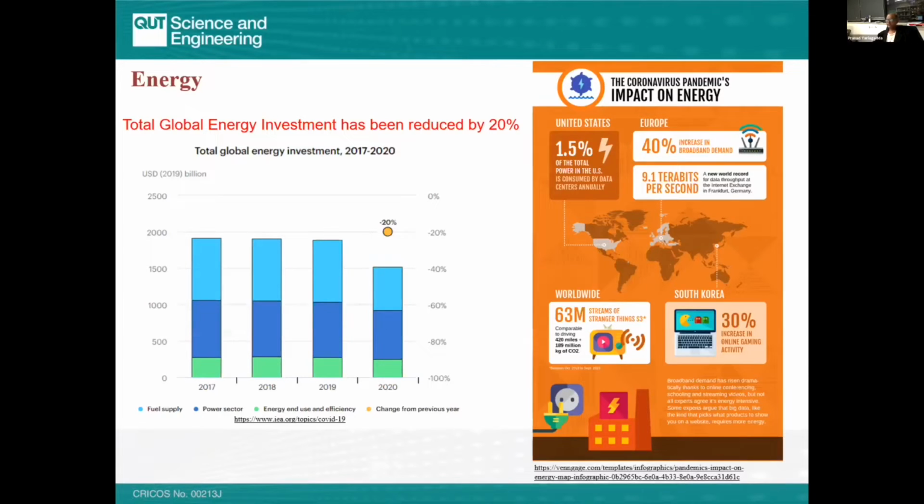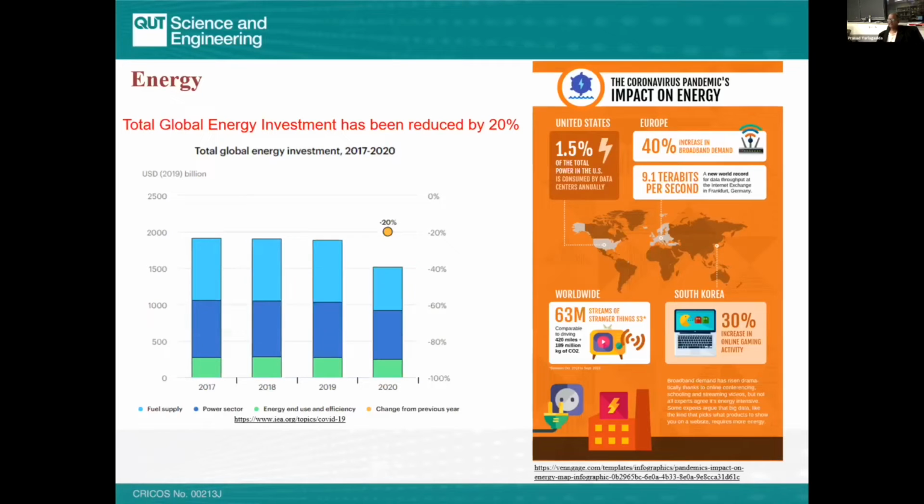What you realize in the United States alone, out of the total power supply, 1.5% of power supply is mainly consumed by these data centers. And that is helping the current economy keep going, but there's a lot of drop in energy spending. Other sectors, 40%. You can see that we're getting 9.1 terabytes per second speed in Frankfurt city. This is the kind of thing which was never imagined by people. All these positive sides are happening.